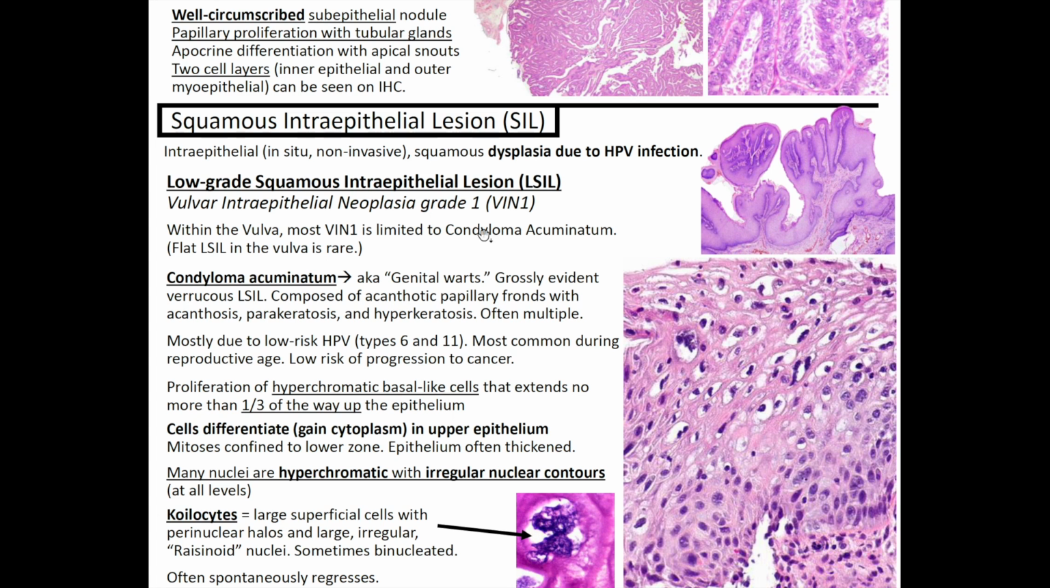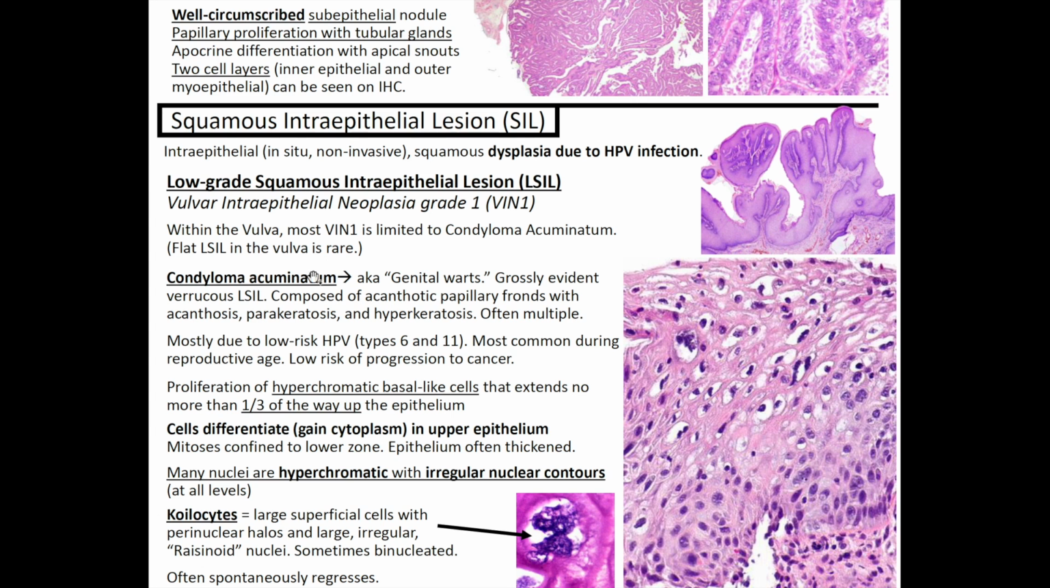Histologically, you're going to see a proliferation of hyperchromatic basal-like cells that extends no more than 1/3 of the way up the epithelium, and the cells differentiate or gain cytoplasm in the upper epithelium. So the mitoses are confined to the lower zone, that lower 1/3, and the epithelium is often thickened in LSIL or condyloma acuminatum.